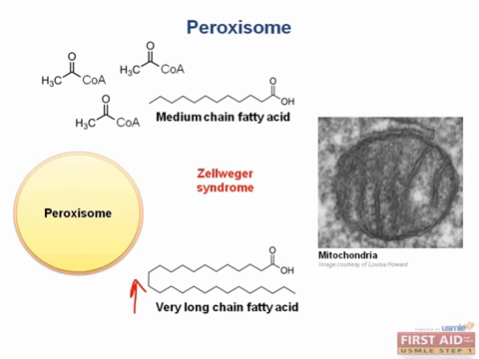Hypotonia, seizures, and an inability to eat would be the first clues that something's wrong, and hopefully after further testing you'd see that very long-chain fatty acids are accumulating.